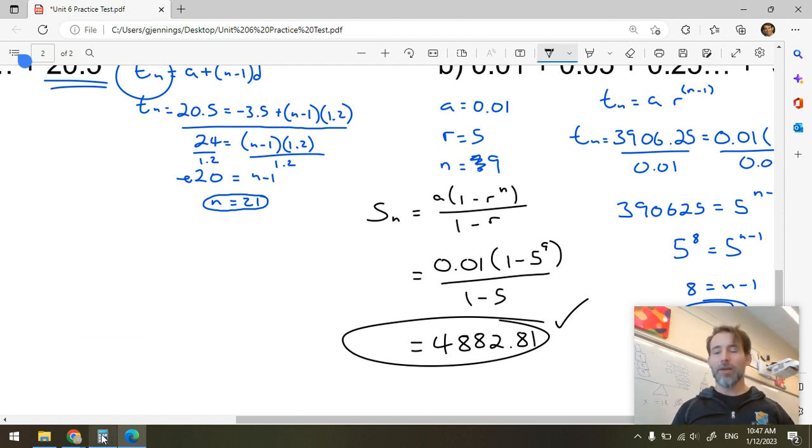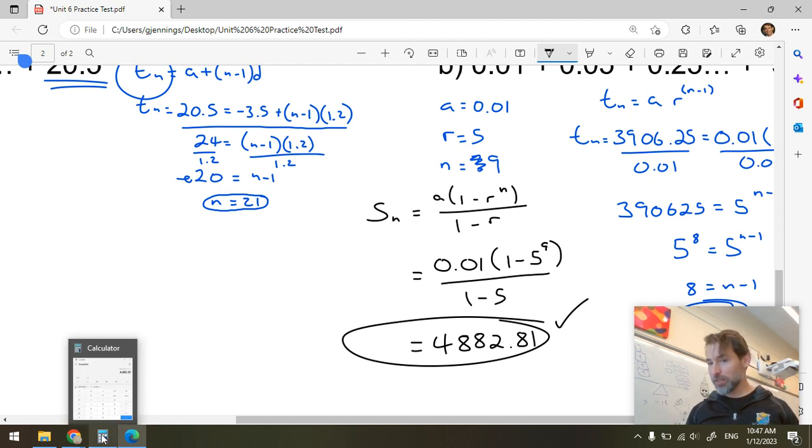All right. So that's how you figure out these sums of sequences without a lot of information, just seeing the first few terms and the last term.